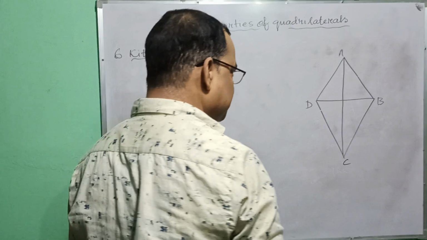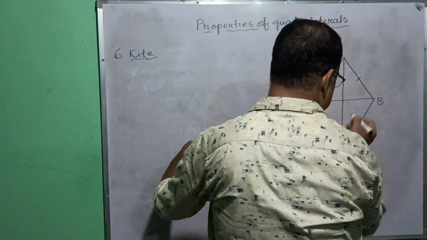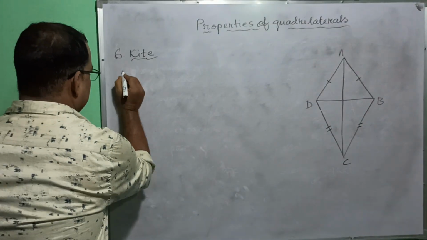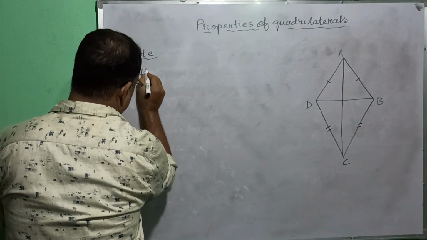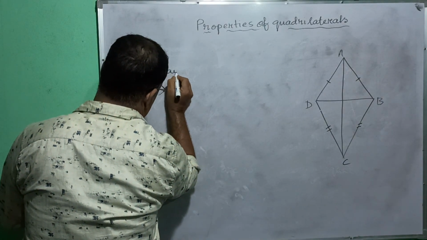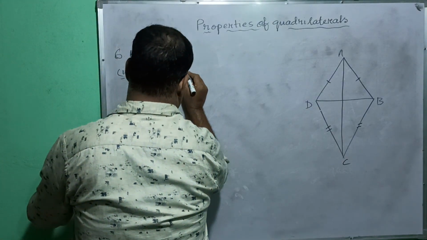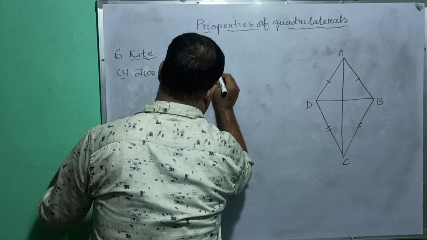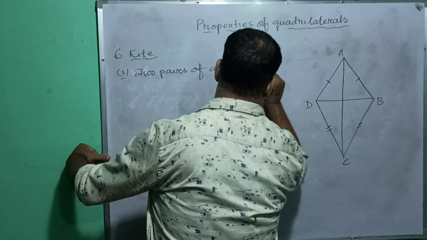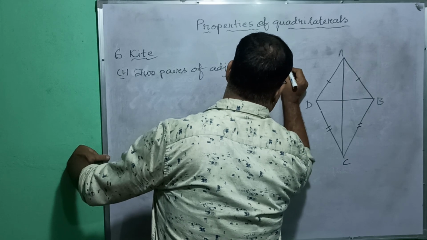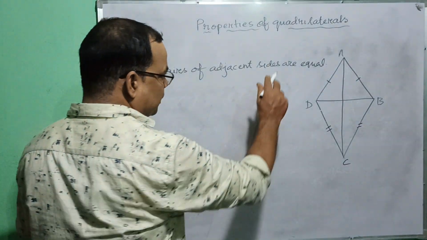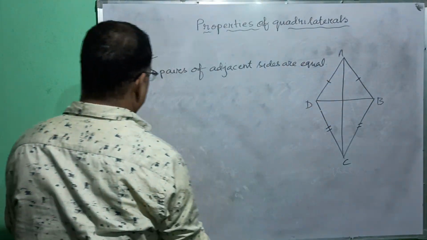From this figure we can see that these two sides are equal in measure and these two sides are equal. So in case of property number 1, we can write: two pairs of adjacent sides are equal. So here AD is equal to AB and DC is equal to BC.